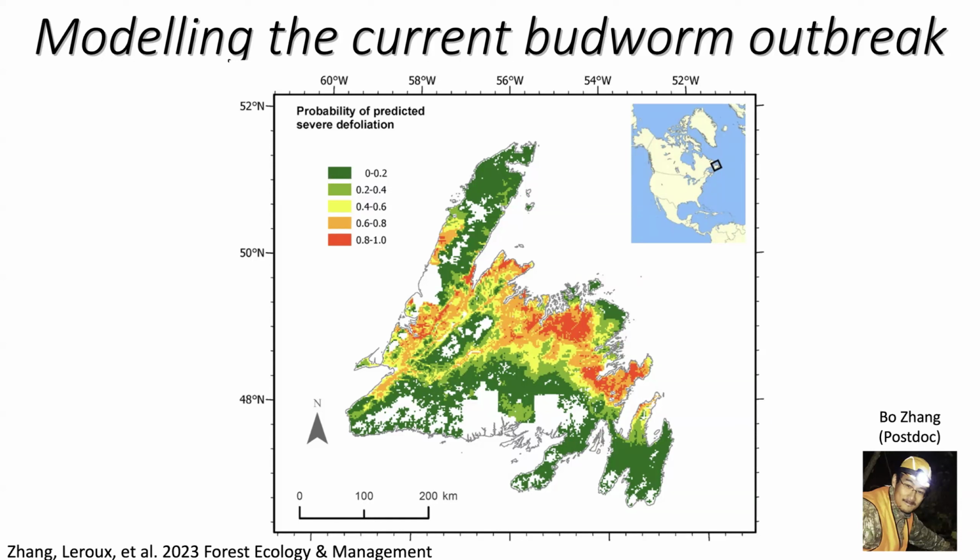One thing interesting from this analysis is that central Newfoundland here is generally warmer than the coasts, but also has less balsam fir than the coastal environments on the west coast and east coast of Newfoundland. But we see a really high probability of defoliation here during this outbreak phase, and I think that has a lot to do with temperature being optimal physiologically for this insect species.